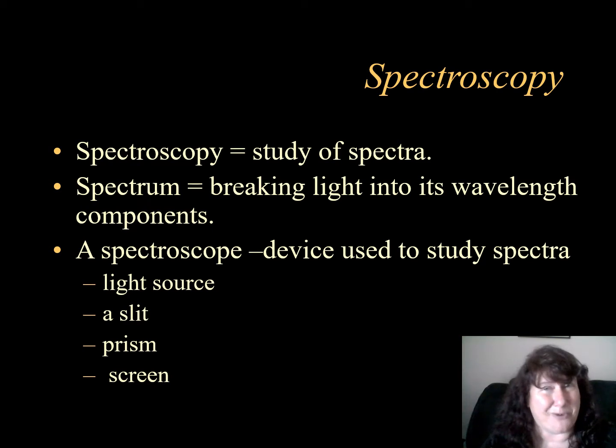That prism breaks the light up into a rainbow. Now, be careful. The rainbow is actually one type of spectra, which is called a continuous spectrum. Most spectra that we're going to look at in this course are not continuous. Next, you need a screen. The screen is where you project that spectra so that you can study it.